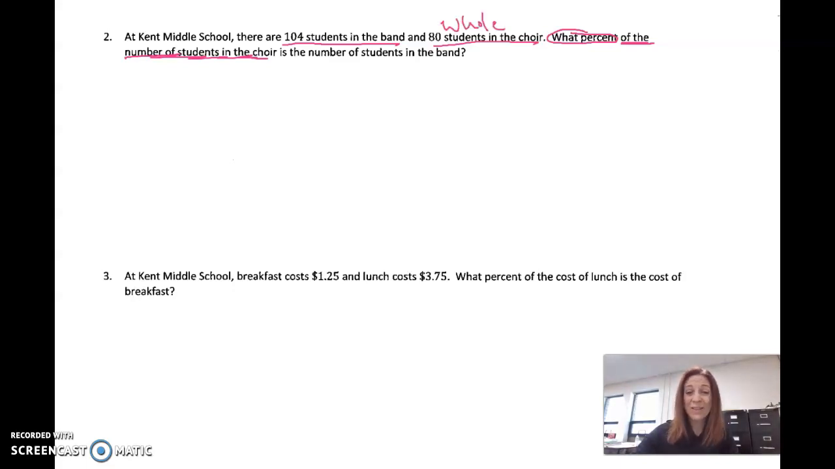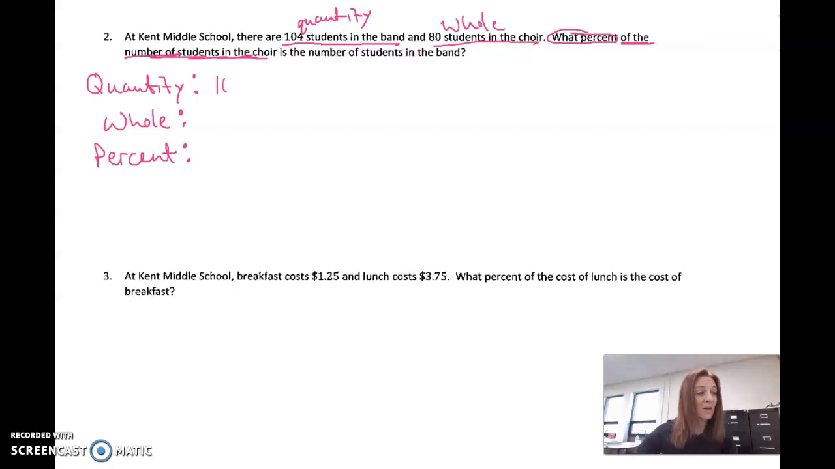Which means that the other one, the band, is going to be your quantity. Okay, so real quick: quantity, whole, percent. Fill in. What percent of the number of students in choir is the number of students in the band? So there we go, right? "Is" goes with the band. So our quantity is 104, our whole is 80, and we don't know the percent.